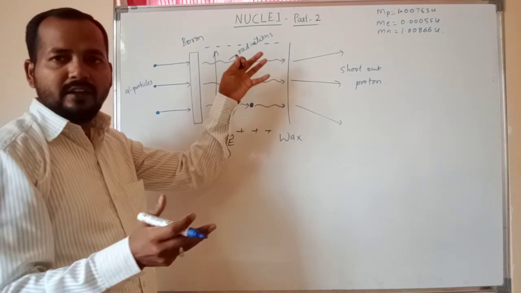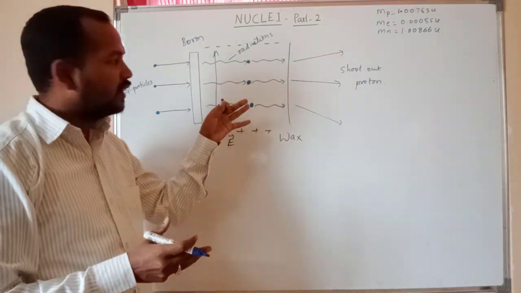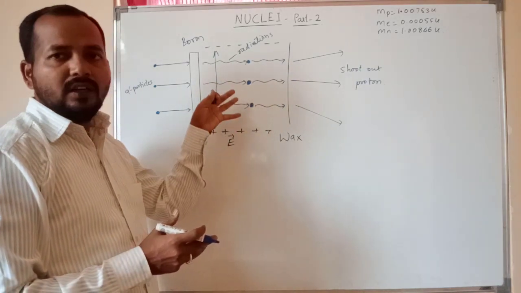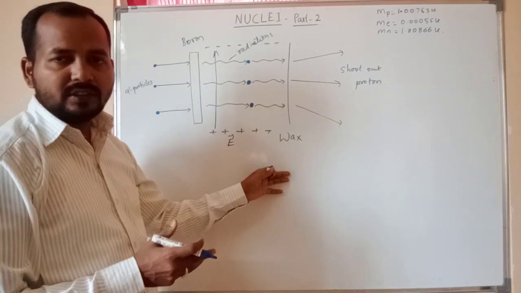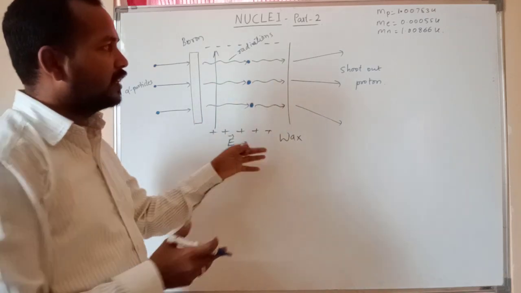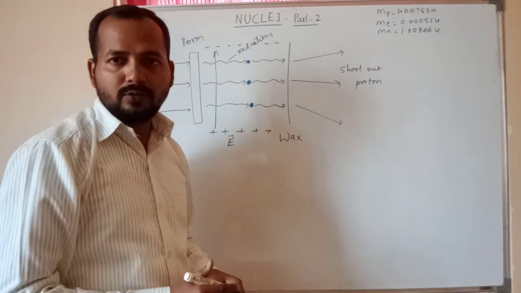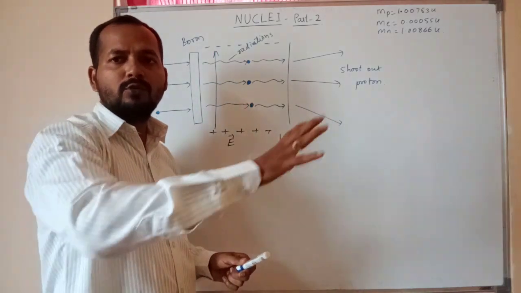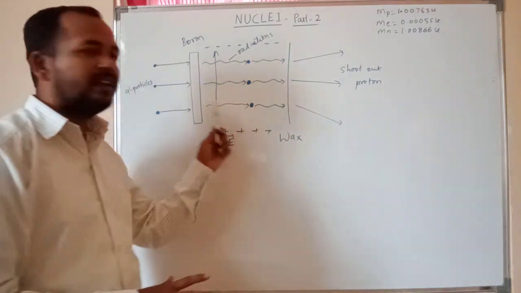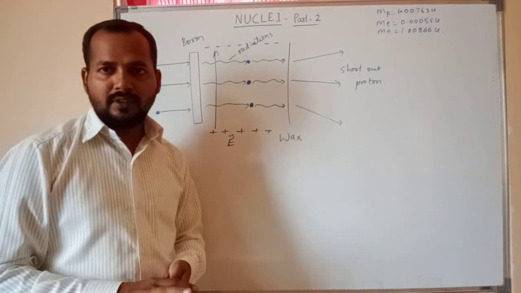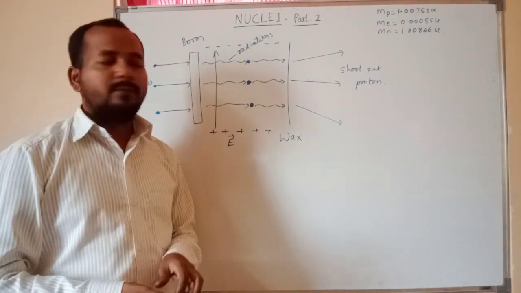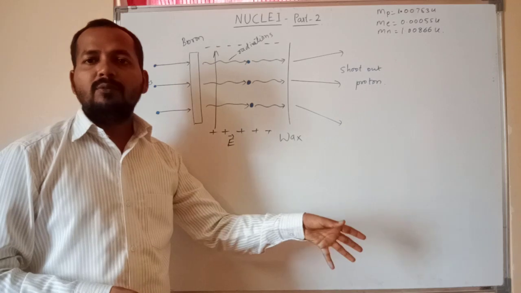They are moving straight, which means they are neutral. When these radiations fall on a wax, they shoot out the protons. That means these radiations have enough momentum and energy. Because of that only they are shooting out the protons.